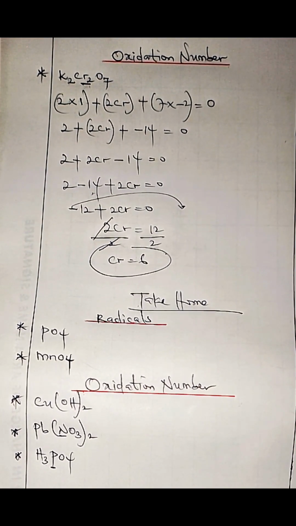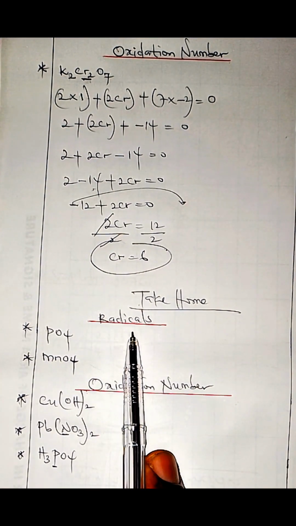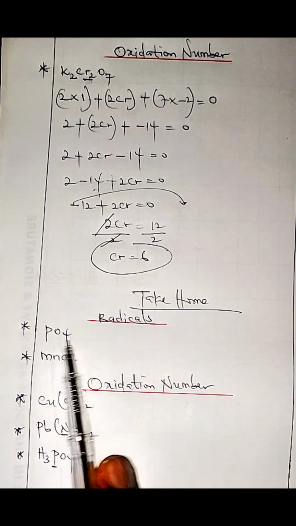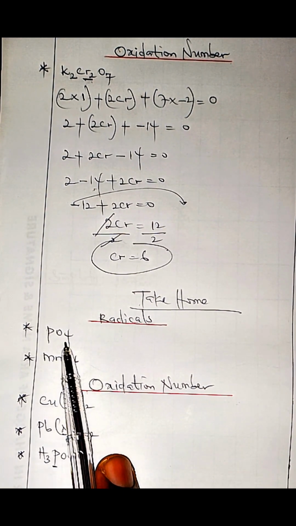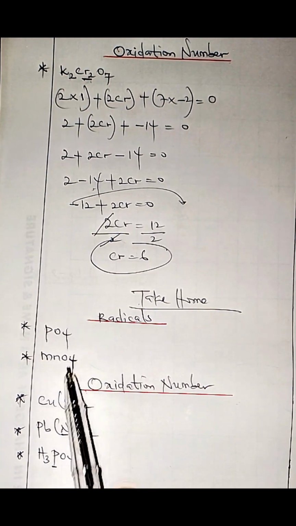So, a couple of take-homes. As you can see, the first ones are the radicals. The first thing you're going to do for me is get the radical for this very ion, PO4, tetraoxophosphate. So just give me the radical. Then MnO4, give me the radical for that.